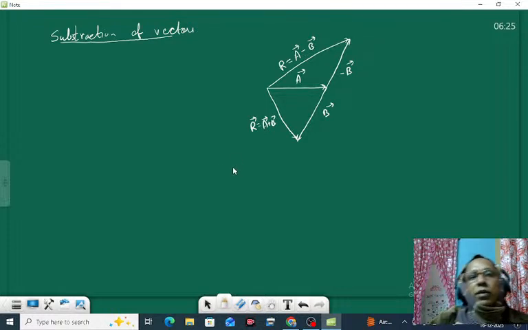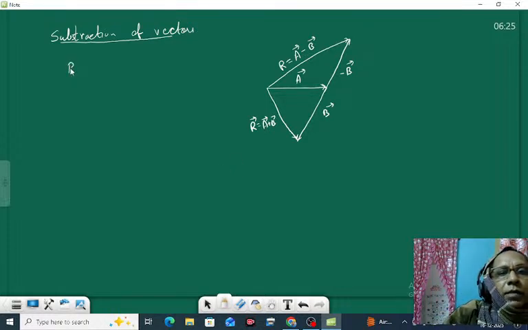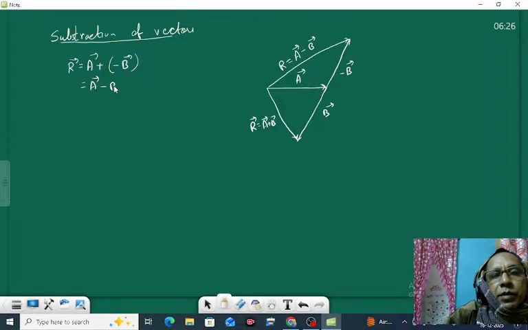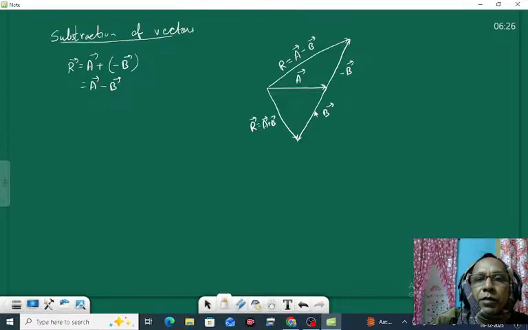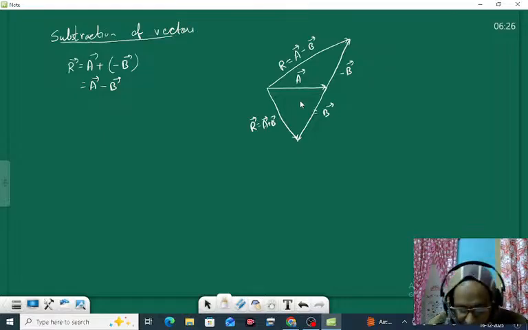In this way you can add, or you can say in this way the resultant vector will be vector A plus of minus B vector, and as a whole you get A vector minus B vector. That means if we change the direction of vector B, we get this vector, and the resultant is A minus B vector, right? In this way we subtract. This is the subtraction of vectors. So in this way we do the things, right?